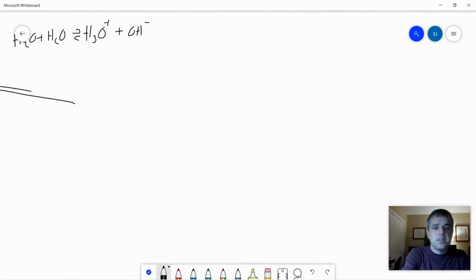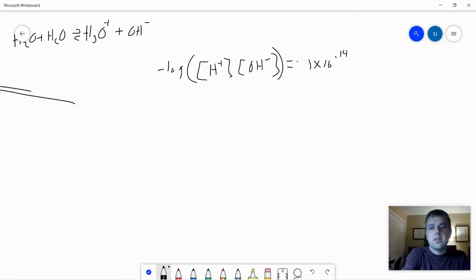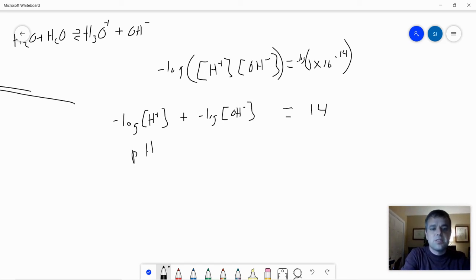If we take a look at the expression that H plus times OH minus equals 1 times 10 to the minus 14th, we take the negative log of that. Well, when you take the log of something of 1 times 10 to the minus 14th, you're really just taking the exponent. And the negative log, we take the negative of that, so that's 14. And you could split this up into negative log of H plus and the negative log of OH minus. And then this is called pH. This is also called pOH. And they add up to 14.